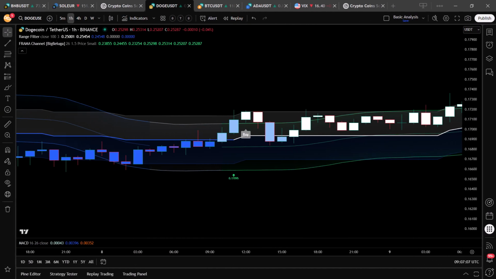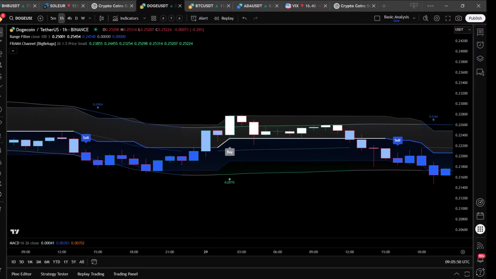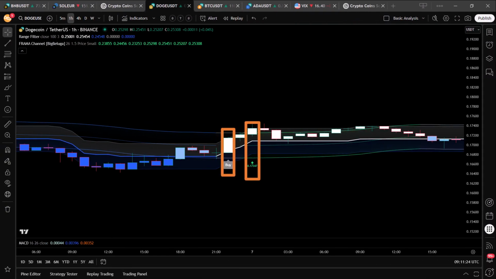For long trades, the range filter should have a buy signal first, and on the very next candle, the Frama channel indicator should have a buy signal as well. Or the Frama channel indicator shows a buy signal and on the very next candle, the range filter should have a buy signal. Then it is also valid. However, when the signals are on the same candle, or when the signals are more than two candles apart, then the signal is not valid and the trade should not be taken.